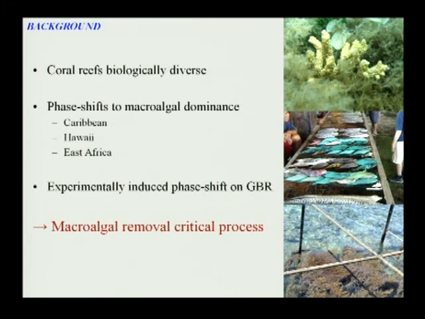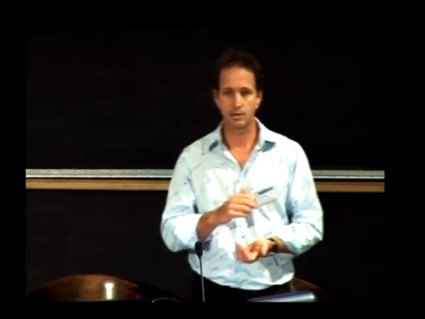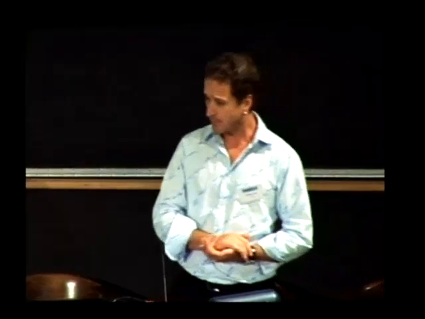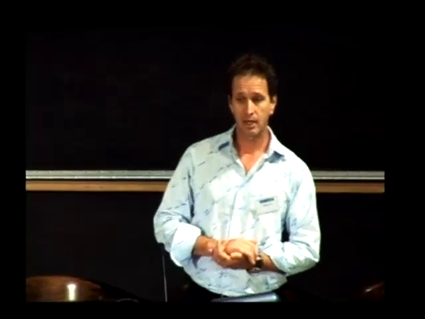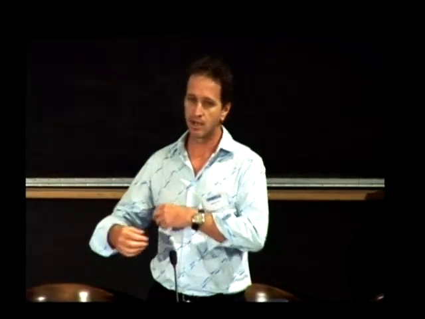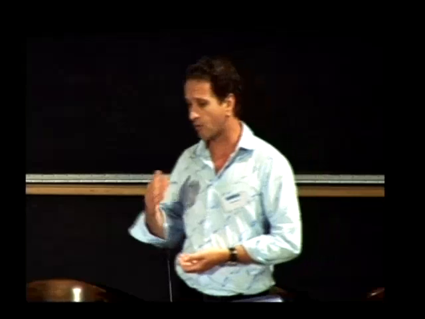Obviously we know coral reefs are one of the most biologically diverse ecosystems in the world. But over the past few decades, we've seen repeated examples of where these coral-dominated systems have rapidly shifted, or undergone a phase shift or a transition, to a state dominated by fleshy or leathery macroalgae. Now, this has occurred in the Caribbean, Hawaii, and East African reefs. In each of these examples, the actual trigger that's caused the coral mortality and for the system to flip has differed. It's been the loss or the overfishing of herbivores that's underpinned the demise of these systems. So herbivores are acknowledged to be a critical group on coral reefs.